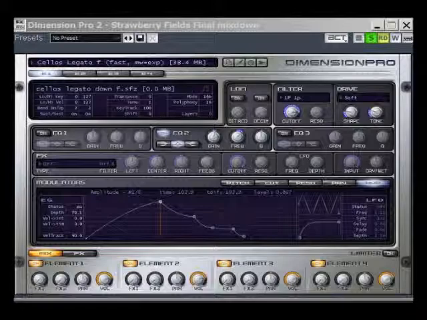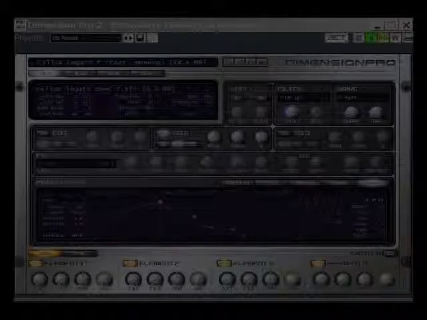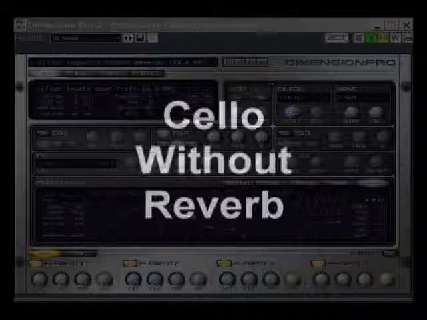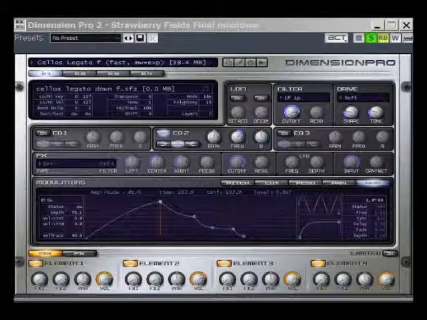I used 3 different cello types and sounds, and I added some tube distortion, by way of an effect included on the Dimension Pro instrument. This was to help simulate tube microphones used in the day. I also added a slight amount of ambient reverb. This was to add texture to the overall cello sound, or to simulate the sound waves bouncing off the wood of the cello.